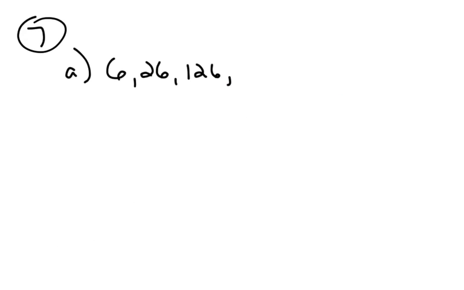Not all sequences are arithmetic or geometric, and sometimes they can be kind of tricky to find. So in problem 7a, I want you to notice it's not arithmetic because you can't add a number to get the next number. And it's not geometric because 26 divided by 6 is not equal to 126 divided by 26. So although this is neither, it doesn't mean that I can't find an expression for a sub n. This is what I want you to see.